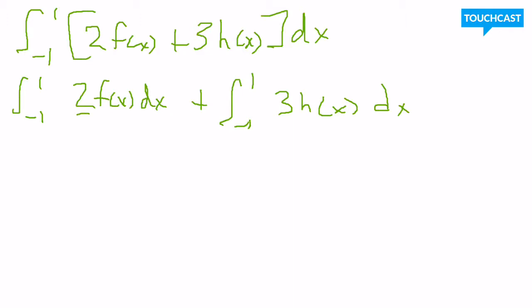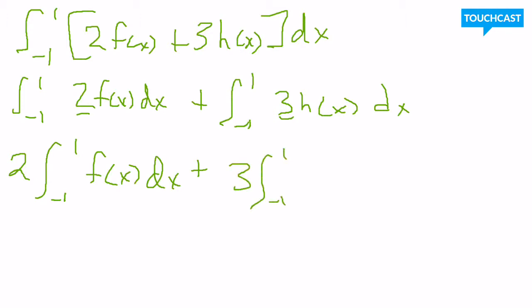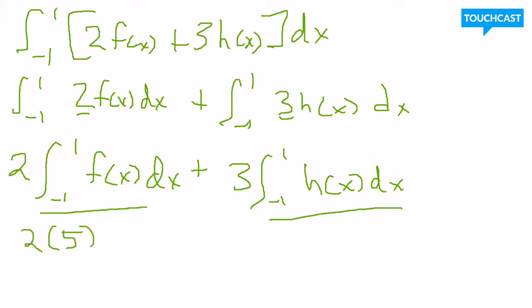This constant multiplier 2 I can bring out to the front. So that's going to be 2 times the integral from -1 to 1 of f of x dx, plus this 3 can come to the front, 3 times the integral from -1 to 1 of h of x dx. I'm going to look back at my paper to find this value and this value, which is going to give me an answer of 2 times this integral, which we've been told is equal to 5, and this integral we've been told is equal to 7. So it's 10 and 21. Final answer of 31.